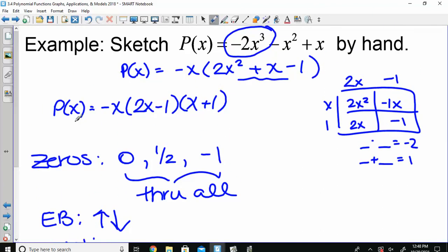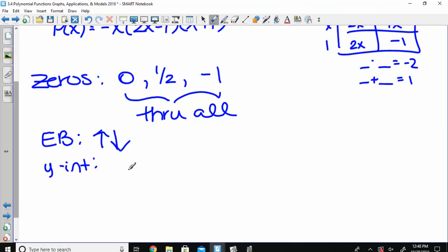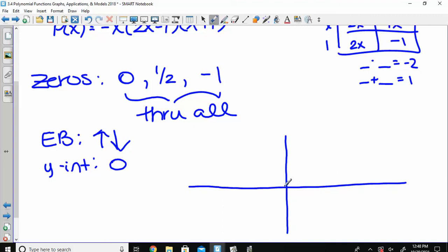Y-intercept: if you plug in 0 for all of your x's, you can do it in the factored form or the original. Either way, we get 0. I hit my x-axis at 0, 1/2, and -1. Starts up here, ends down here. The only place we hit the y-axis is also 0.